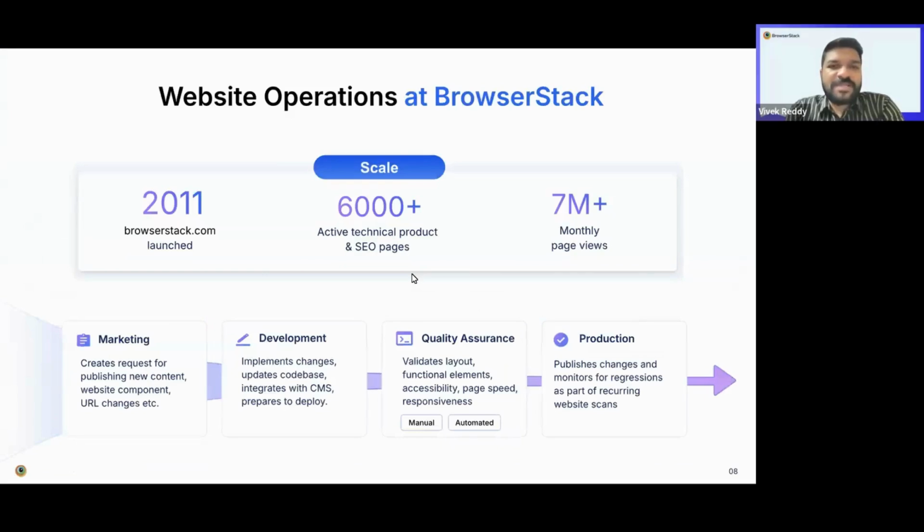Right. So for the past couple of years, in BrowserStack, I've been owning the BrowserStack.com website experience. And so our site currently spans thousands of pages. We have around 6,000 pages on the website, and we get around 7 million plus page views monthly. And we work with a distributed team of developers, marketers, and designers, and we are constantly shipping updates.